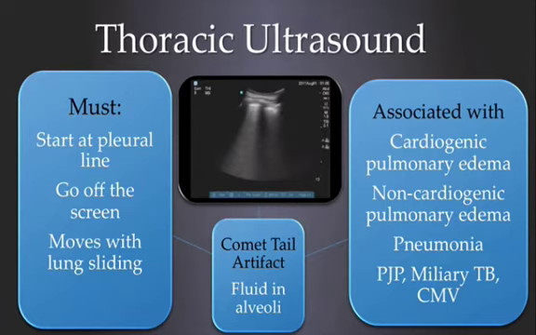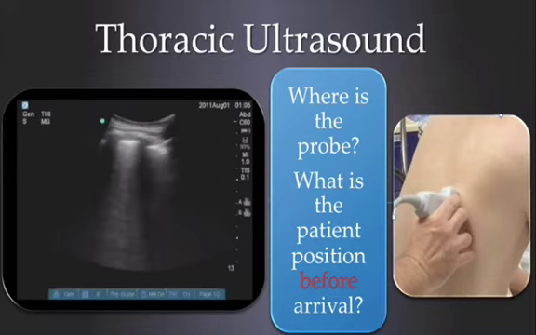You see the fluid in the alveoli with several clinical conditions. Cardiogenic pulmonary edema, non-cardiogenic pulmonary edema, also known as ARDS. You can see it with pneumonia. You can also see it with pneumocystis, miliary TB, and CMV. But you really have to ask yourself, where's the probe and what was the patient position before arrival, because fluid will go to the dependent portion of the lungs.